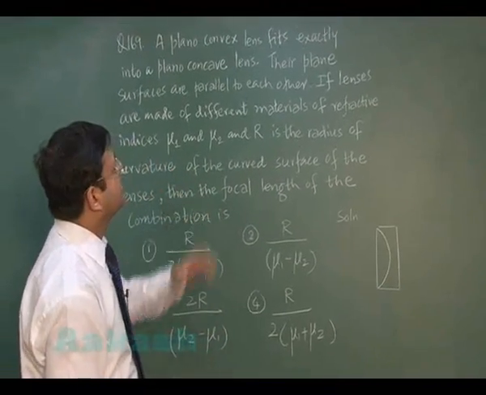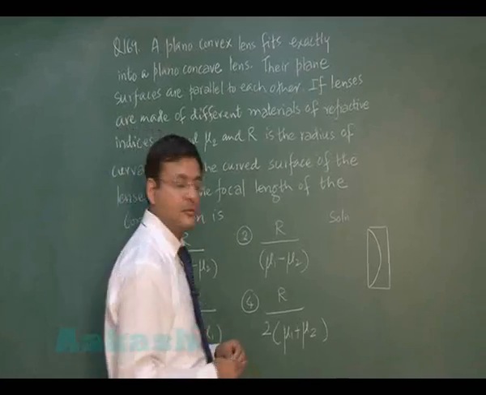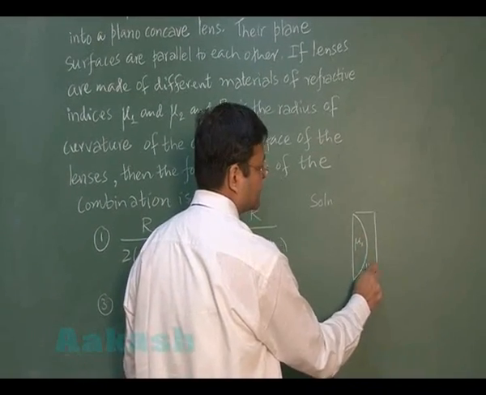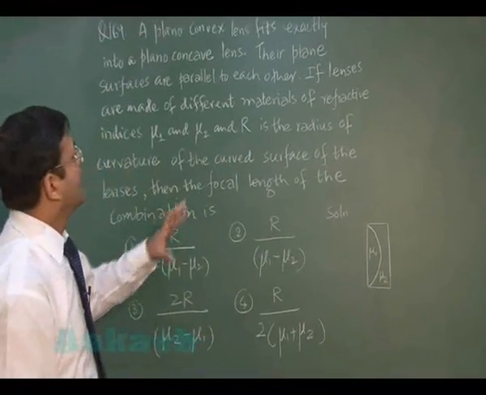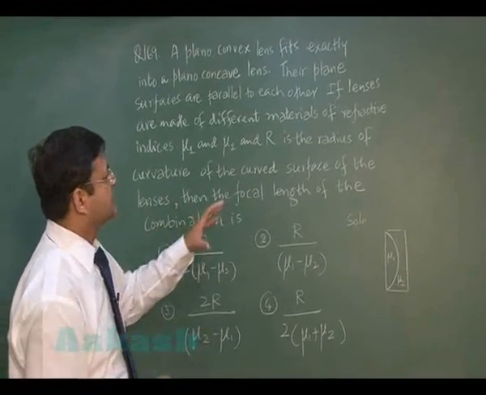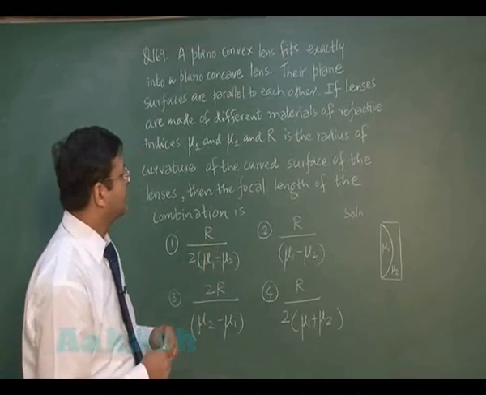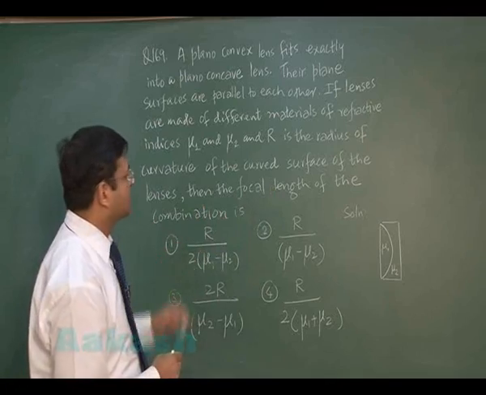If the lenses are made of different materials, let's suppose one is made of refractive index mu1 and another is made of refractive index mu2, and R is the radius of curvature of the curved surfaces of the lenses. You are keeping the lenses in contact, so their power will get added, and they are demanding the focal length of the combination.